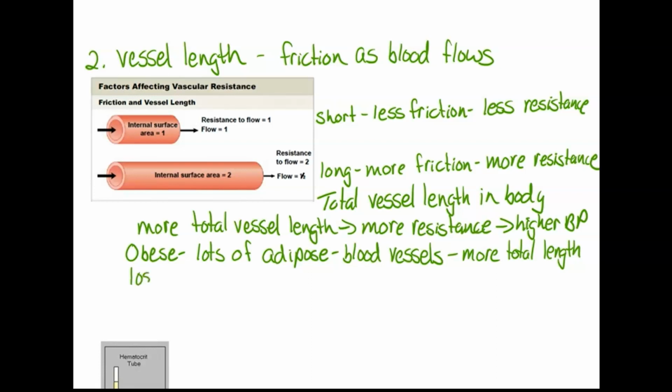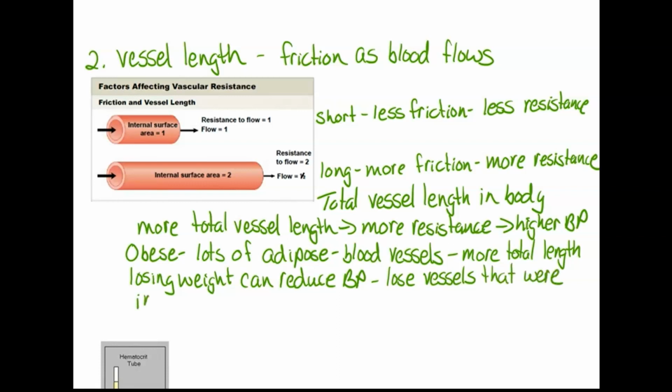This is why losing weight can often reduce blood pressure. Because if you lose weight, then you lose that adipose and you lose those blood vessels that were in the adipose. So by losing those vessels, you reduce your vessel length. And reducing vessel length will reduce your resistance.